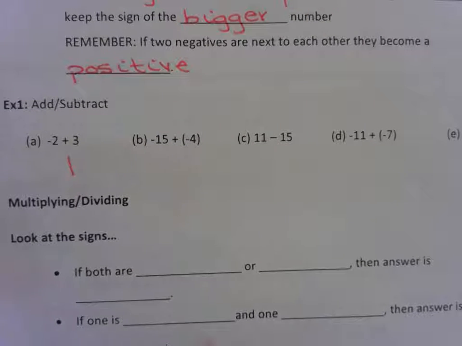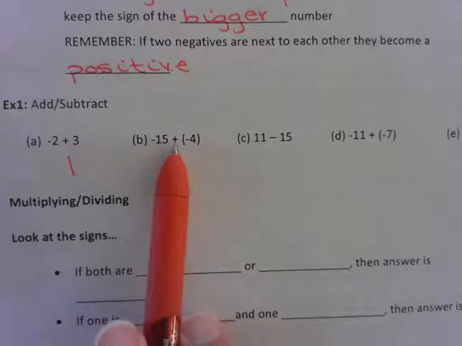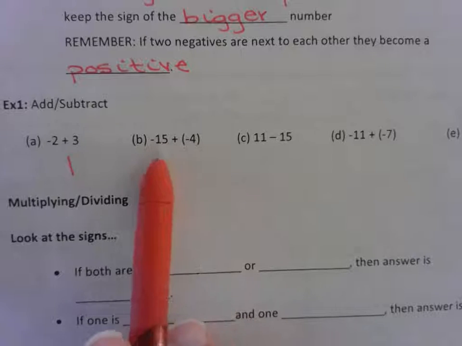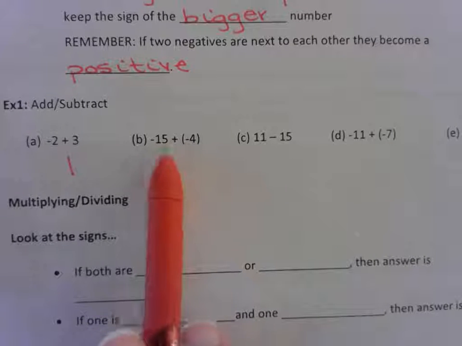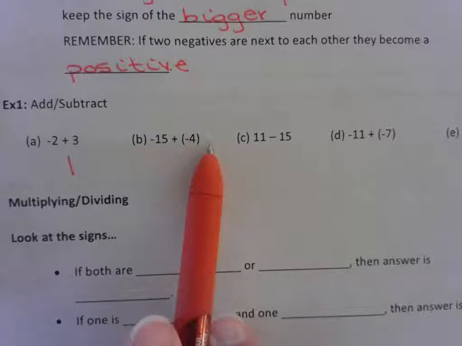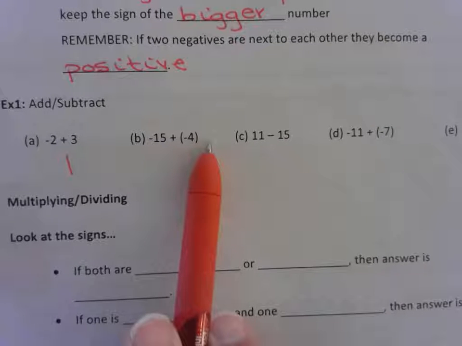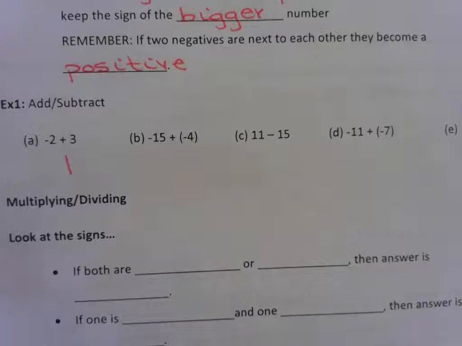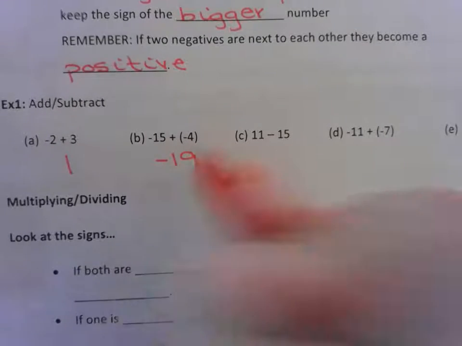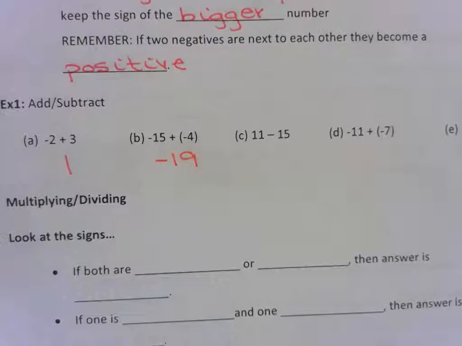Okay, if I look at B, this is a little different because you see a plus and you see a negative. But as I look at the signs, both of these numbers are what? Negative. Since they are both negative, you do what? Add. They're both the same. You add and keep the same symbol. So 15 plus 4, and you keep the negative. So if they are the same, you add, keep the sign.